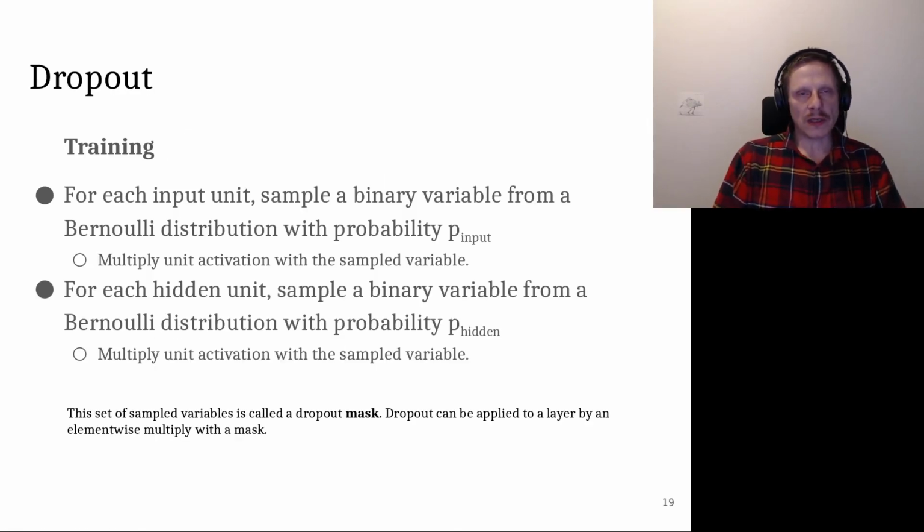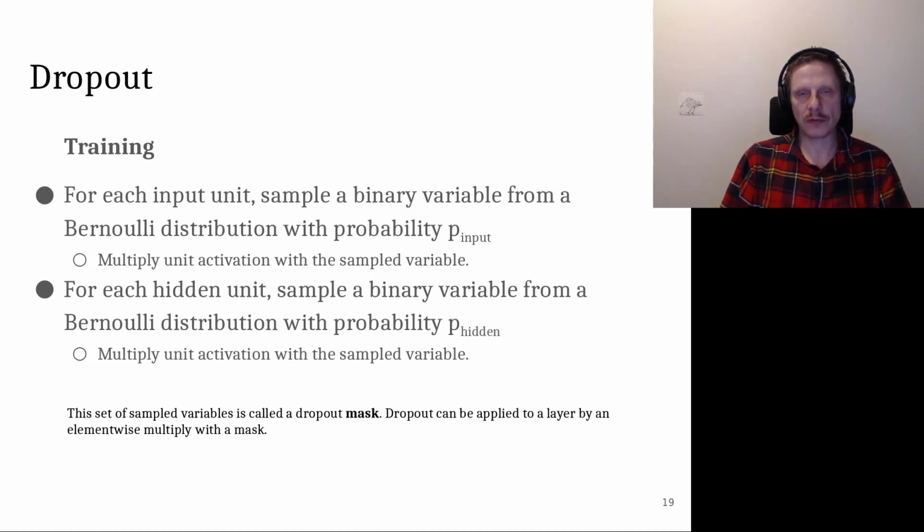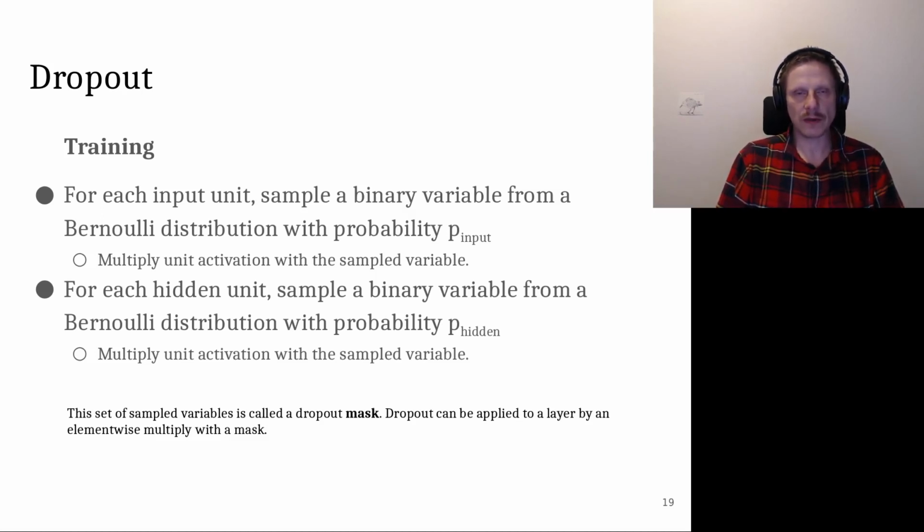So let's first take a look at what happens when we train a network using dropout. For each input, we sample a binary variable, a variable which takes the value 0 or 1, from a Bernoulli distribution with probability p input. And then we will multiply the unit activation with the sampled variable. In simple language, this means that we will randomly set some of the inputs to 0. We will just ignore some of the inputs.